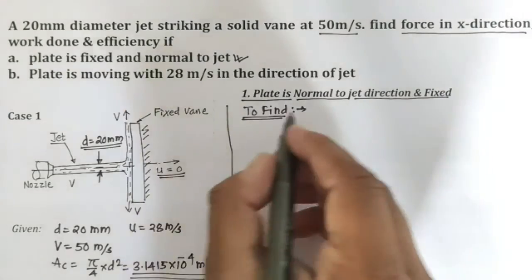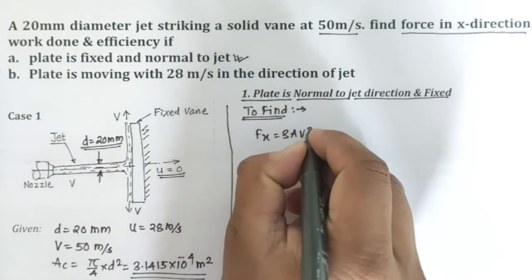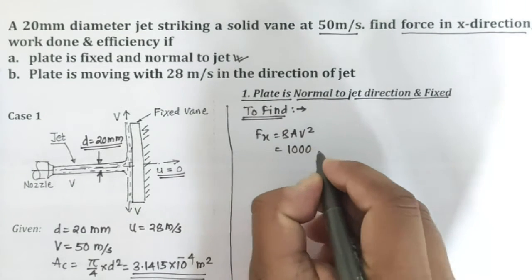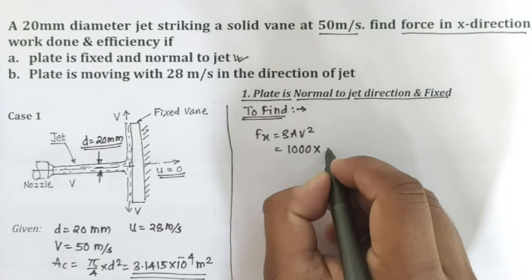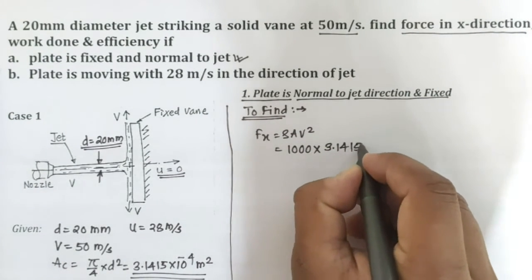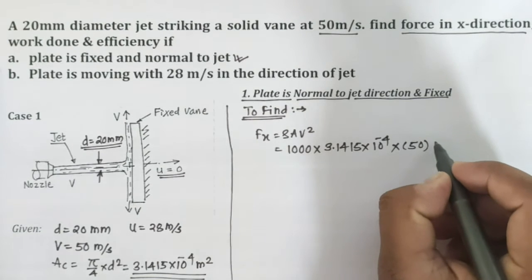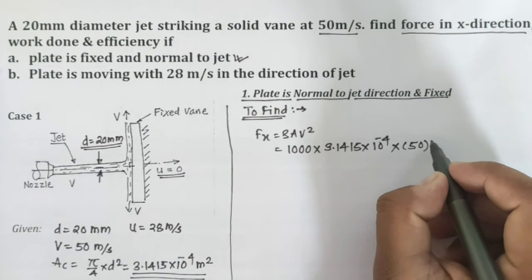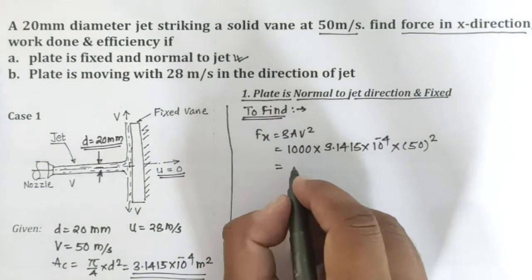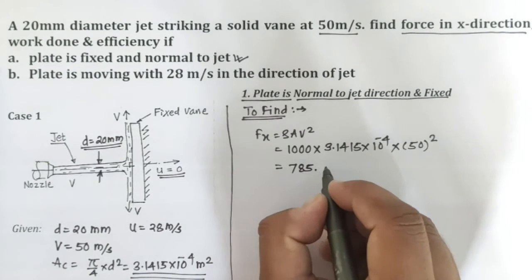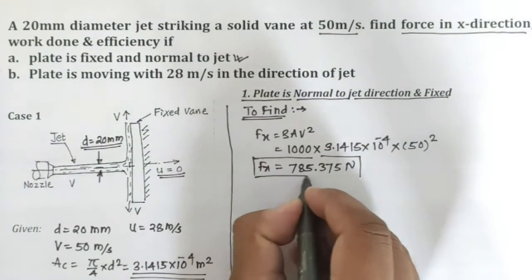From impulse momentum principle, for a flat plate, the normal force Fx is equal to rho a v square, where rho is nothing but density, and the density of water is 1000 kg per meter cube, into the cross sectional area, which we have already found, 3.1415 into 10 raised to minus 4, into velocity. Now the velocity of the jet is 50 meter per second, and it's squared. So what you will get at the end is 785.375 Newton as the force exerted on a fixed flat plate.